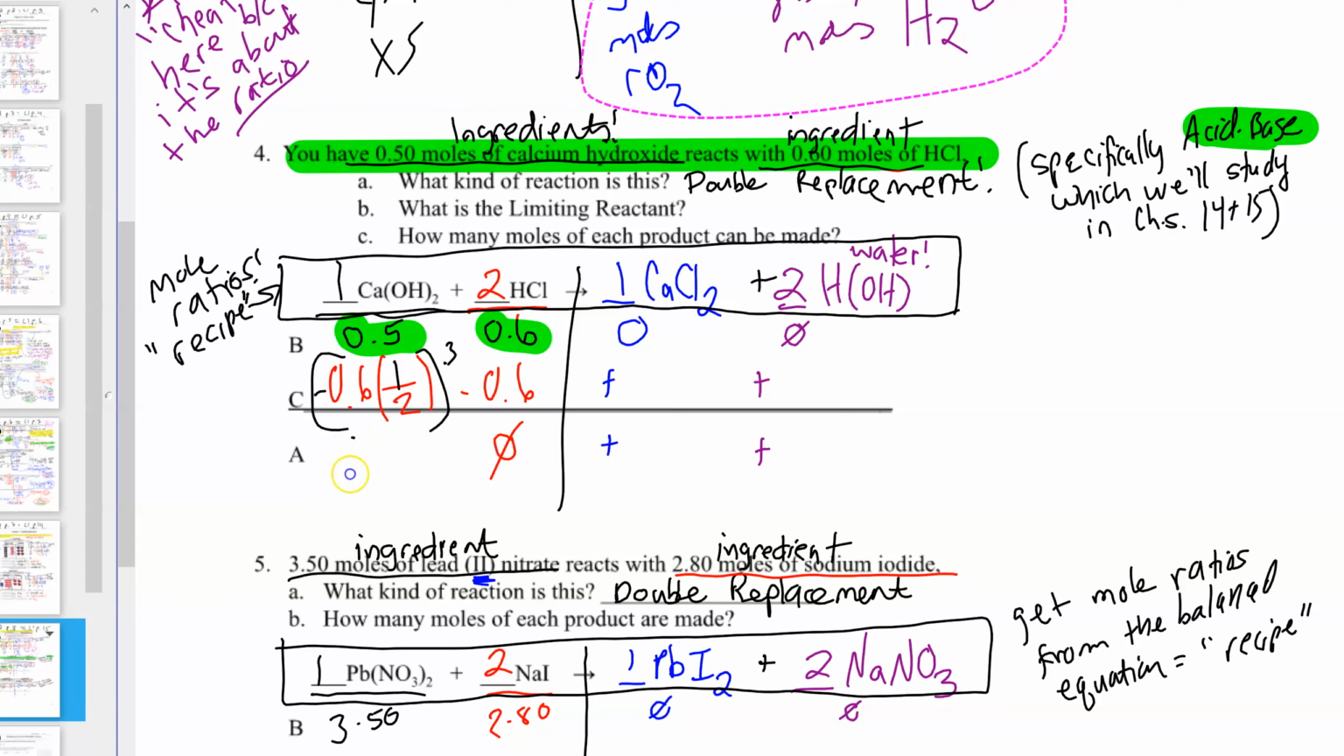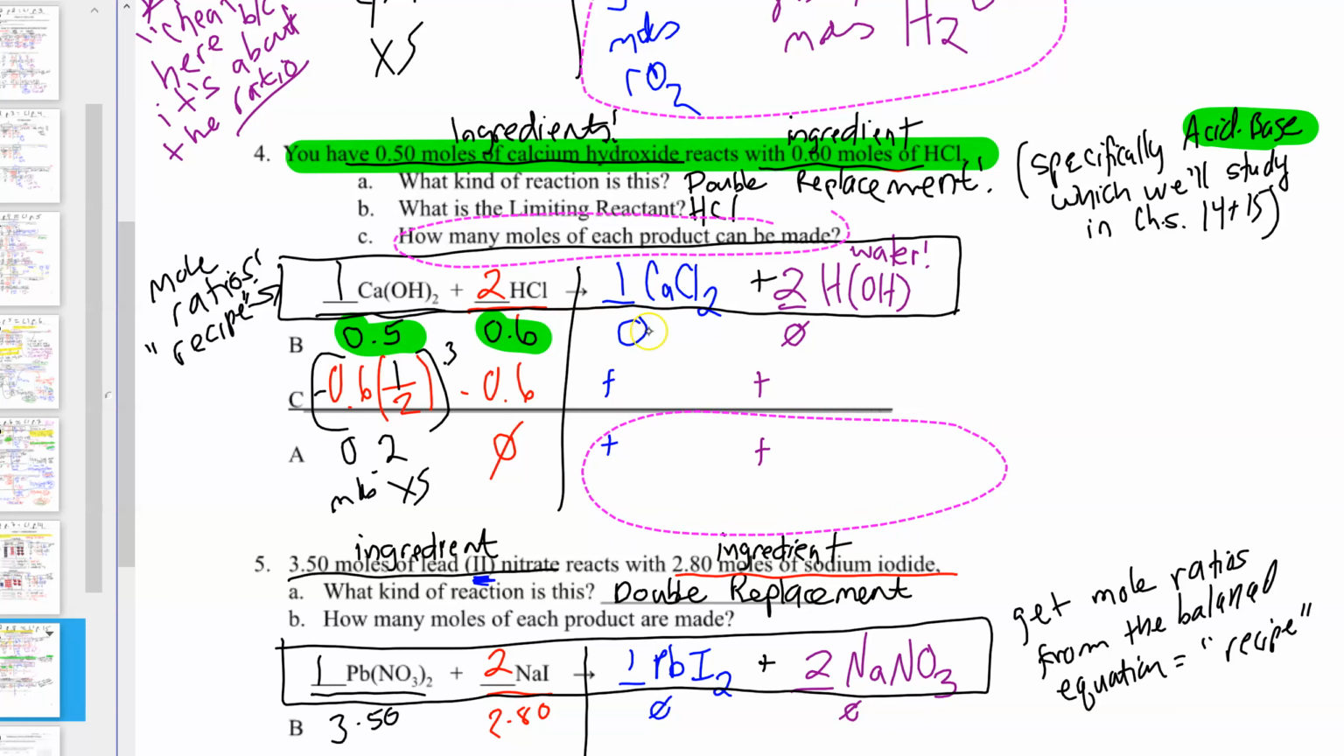0.5 minus 0.3, there's going to be 0.2 moles excess left over. So right now we know for sure that HCl is limiting, and that there's going to be 0.2 moles of excess calcium hydroxide left over. We're not done because they do want to know how many moles of each product can be made, which we're going to solve for right over here. So let's solve for that.